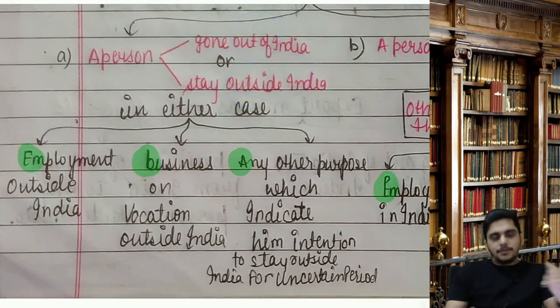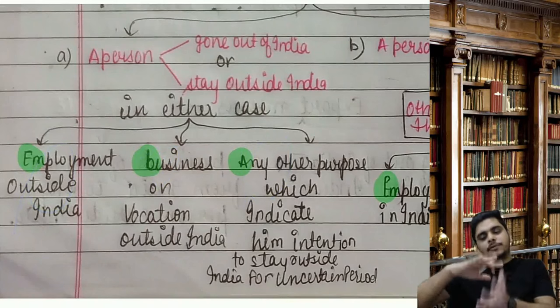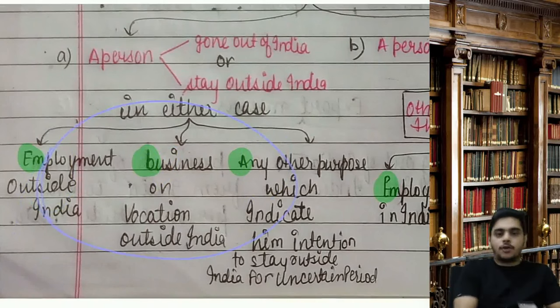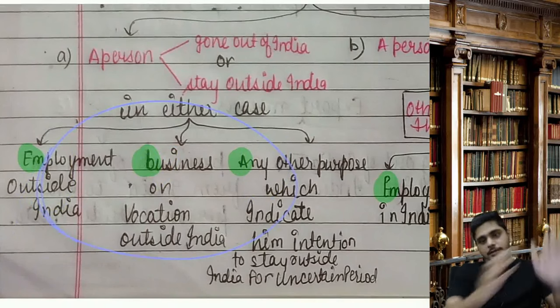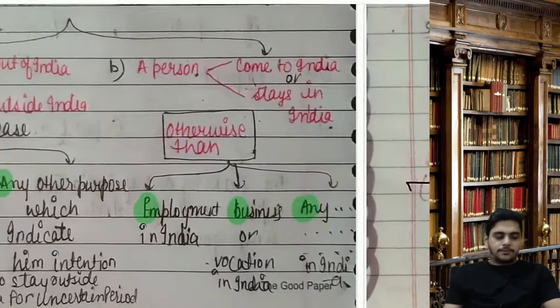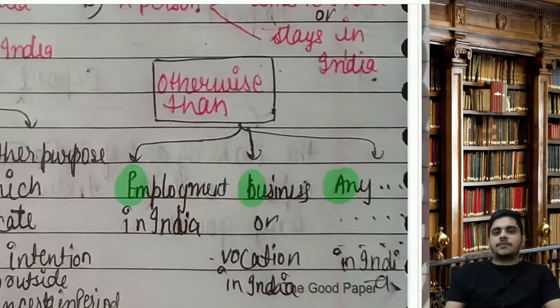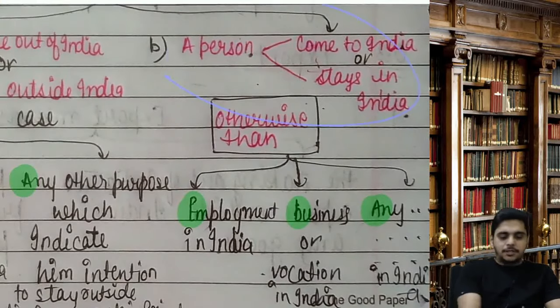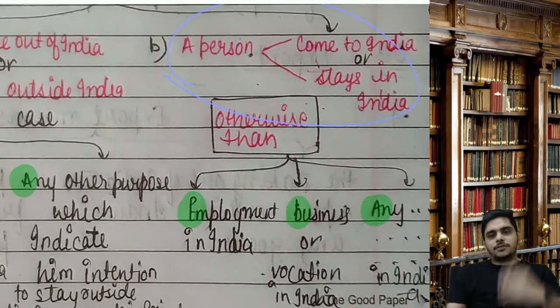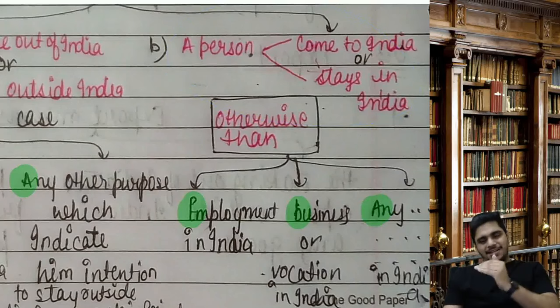for B, business or vocation outside India; for A, any purpose which will indicate his uncertain period; and for E, employment outside India. So, sir, he will not be included in PRI. That means these people will become non-residents from the day they go outside India. And a person who has come to India or stays in India for business or any other purpose for an uncertain period, or for employment in India, becomes PRI from the day they come to India.